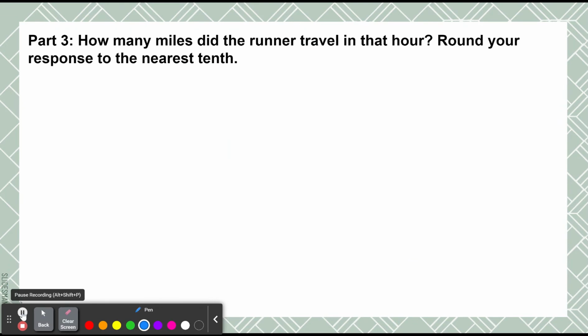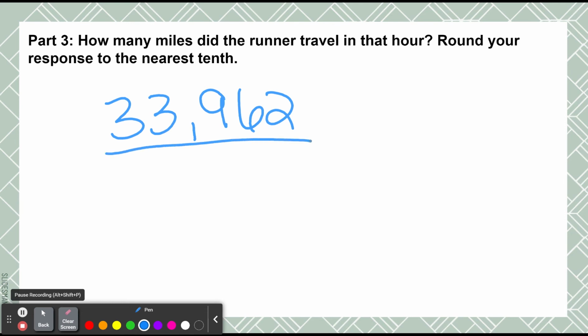I'm going to take that another step further and find out how many miles the runner traveled in that hour. We're going to round to the nearest tenth. So we're going to take my 33,962 yards per hour. Yards per 1 hour. And I'm going to figure out how many miles that is.